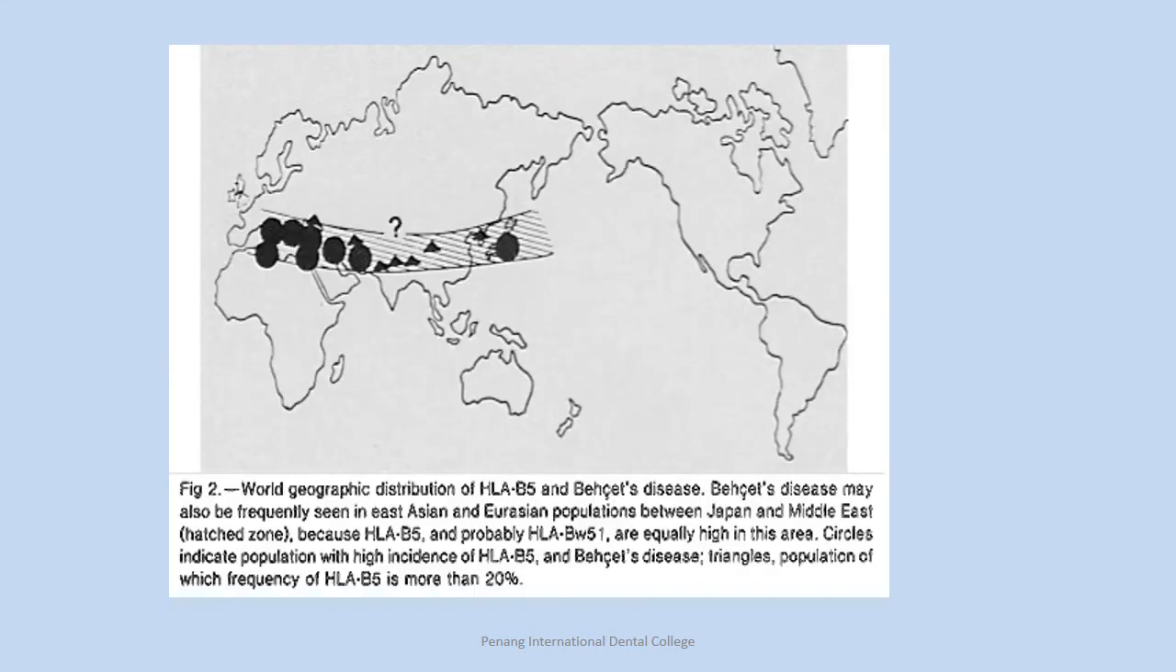So this is an infographic of the world geographic distribution of Behçet's disease. Now Behçet's disease, as I told you, is an immune dysregulation associated with HLA-B5. It has been noticed that this is very frequently seen in East Asian and Eurasian populations between Japan and the Middle East. This region is described as the Silk Route, and because it is commonly seen among this population, Behçet's disease is also called the Silk Route disease. HLA-B5 and HLA-BW51 are the cause for Behçet's disease.